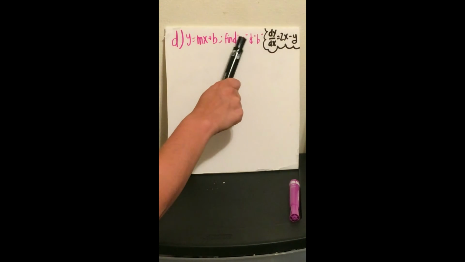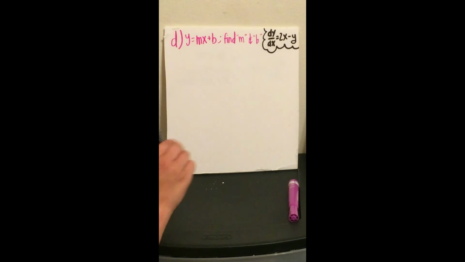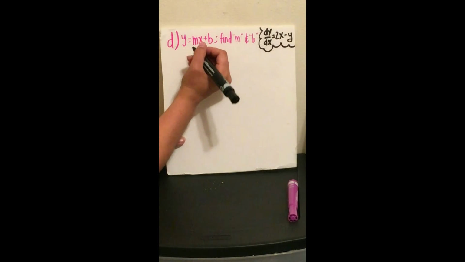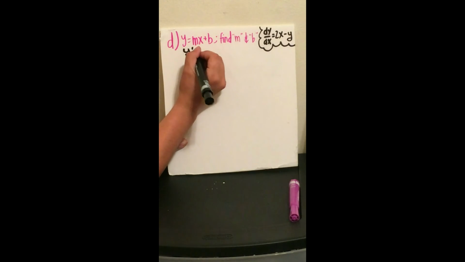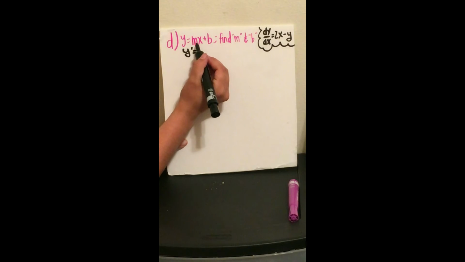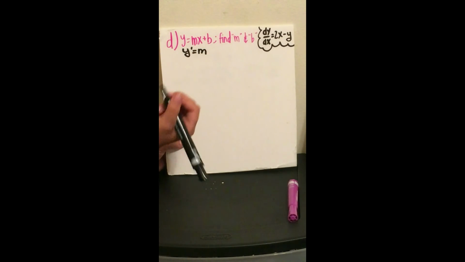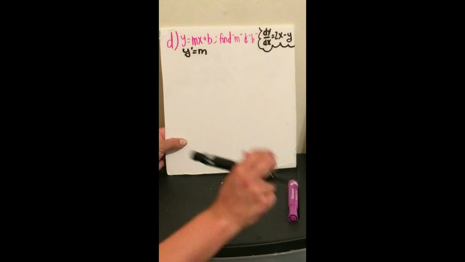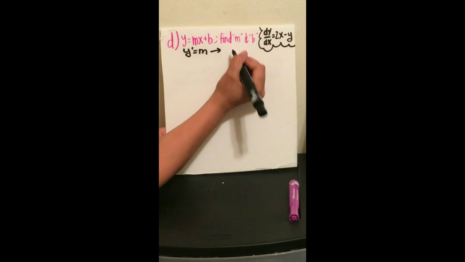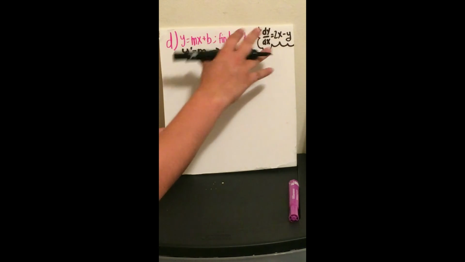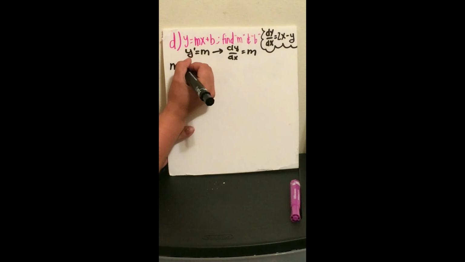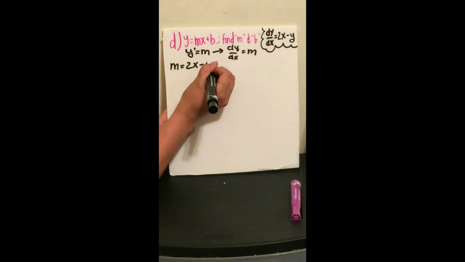So they're asking us to find m and b in constant form, but they've given us a differential equation. So what we can do is find the derivative of this. We can say y prime, because m is a constant, is the derivative of mx, and because b is also a constant, its derivative is 0. So dy over dx is equal to m.